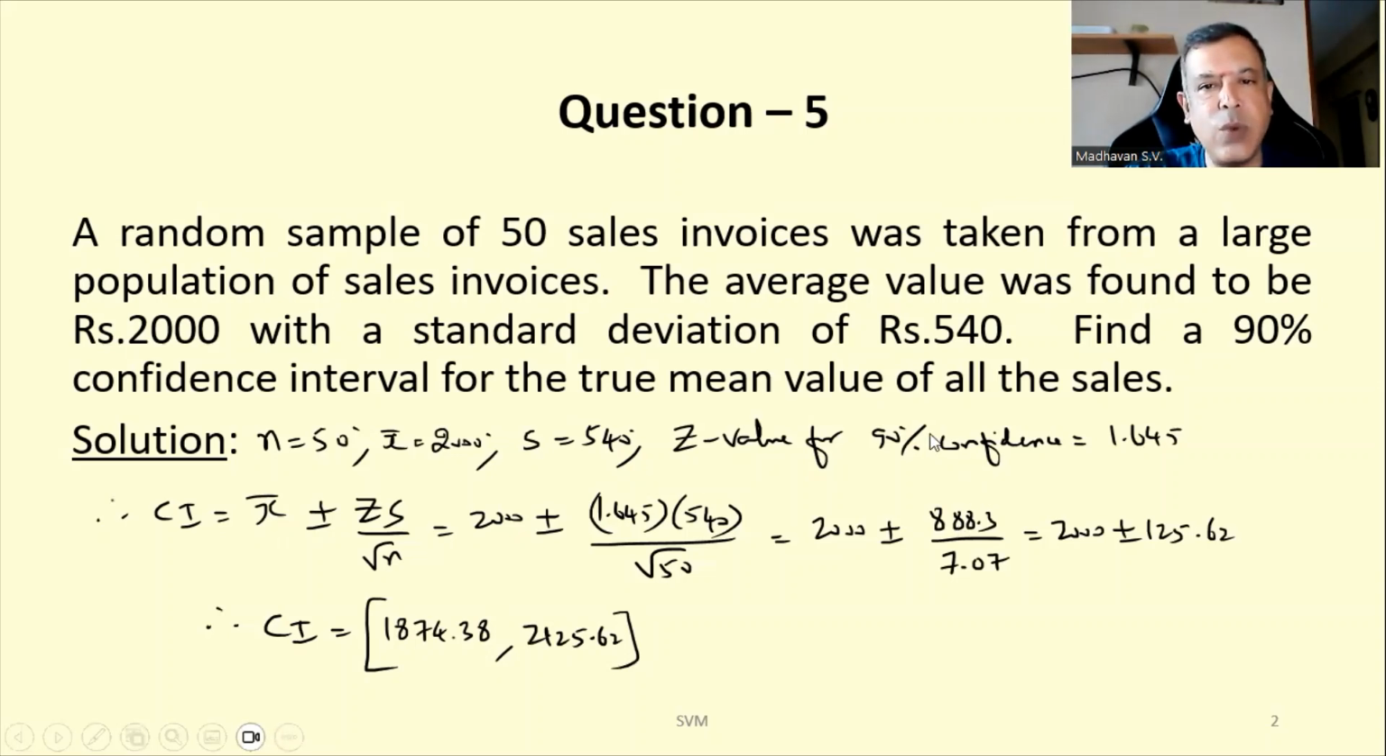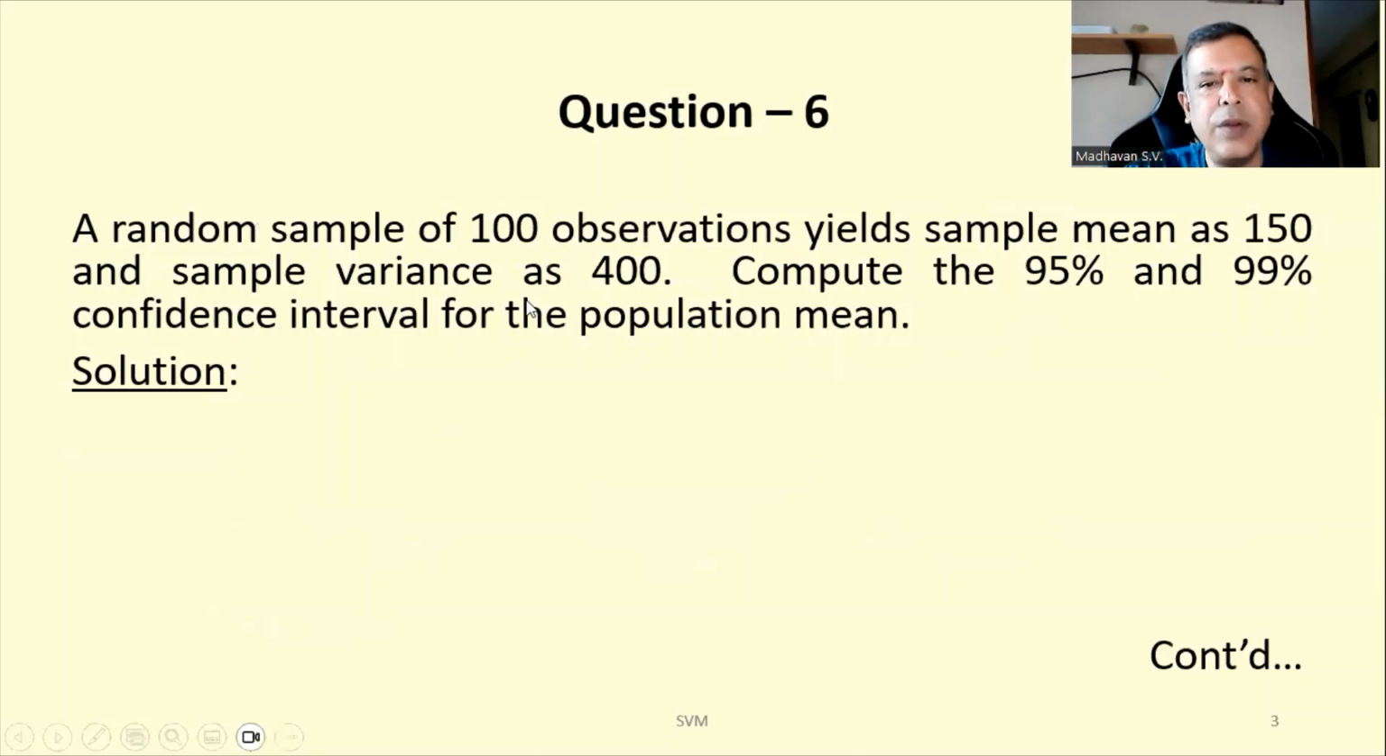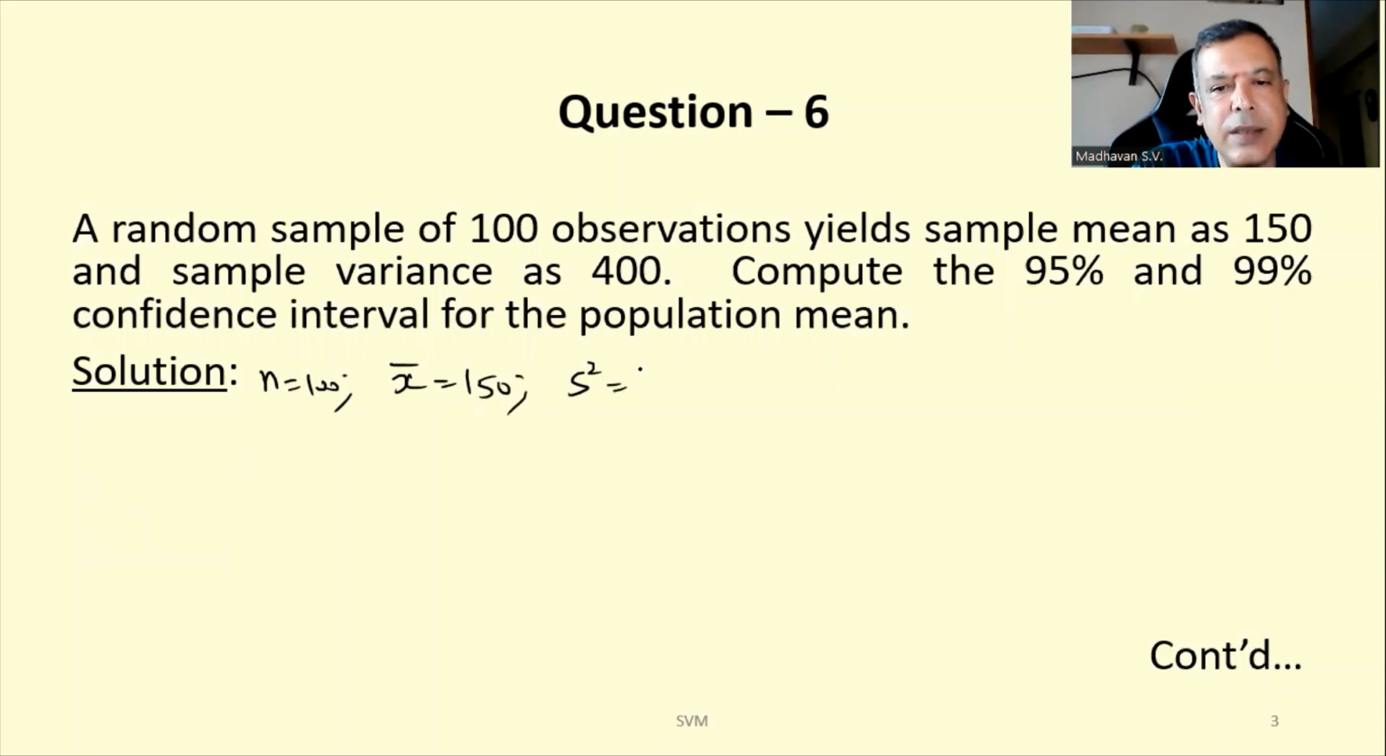Let us move on to the next one. A random sample of 100 observations, which means n is 100. It is a large sample. It yields a sample mean of 150 and a sample variance of 400, which means our S will be 20. Compute the 95% and 99% confidence interval for the population mean.